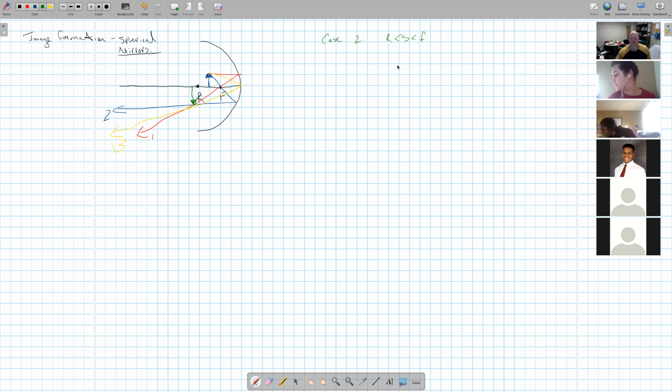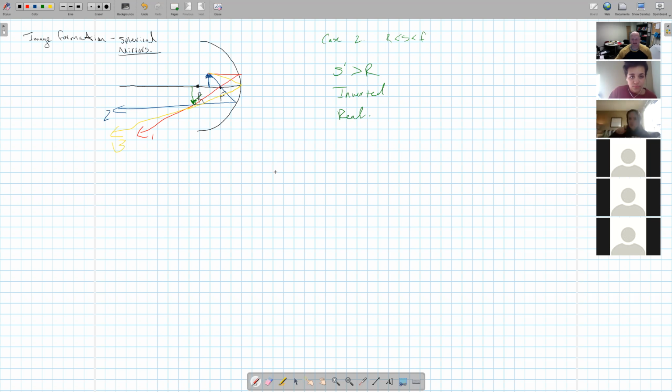So good. From here, we can see that as long as our object is somewhere between the focal length and the radius of curvature, then our image has to be greater than R itself. So it's going to be somewhere outside, out in this region here. It's also going to be inverted, just like in the previous case, and it's going to be real. So this is that image formation.